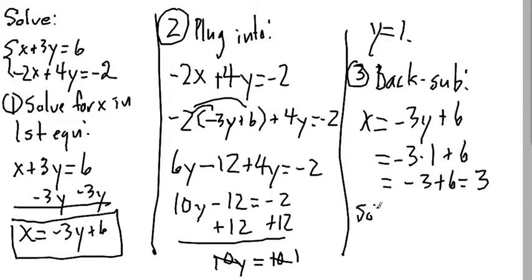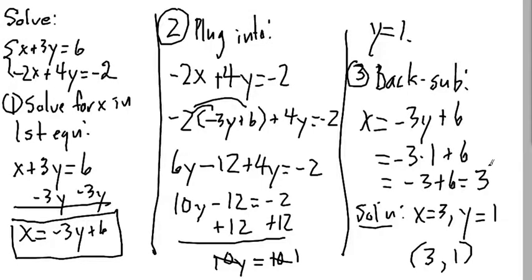And my solution is, depending on how you would like to write it, you can write it as x is equal to 3, y is equal to 1, or you could write it as the point (3, 1). Great. Let's do one more example.